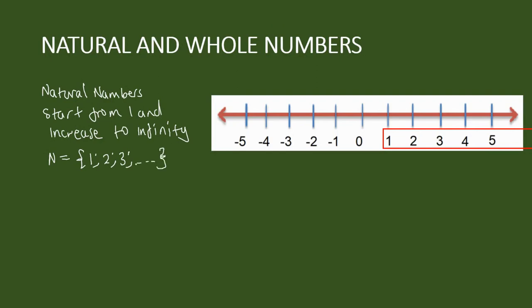We don't have decimal fractions for natural numbers. It starts from 1 here, then goes to infinity. Right? And then what about whole numbers?